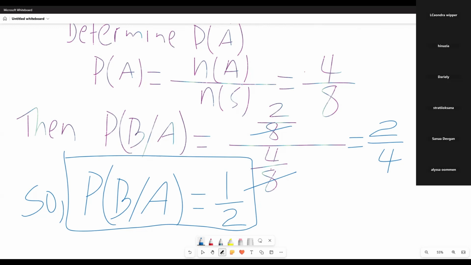P of A is N of A over N of S. N of A, we found that before, was 4. N of S is 8. And then P of A and B, we found that before it was 2 over 8 or 1 over 4, but I used 2 over 8, okay? Instead of 1 over 4. And then we found P of A is 4 over 8. So that's why here I cancel the 8. So we got 2 over 4. You simplify by 2. So the probability of B given A is 1/2.